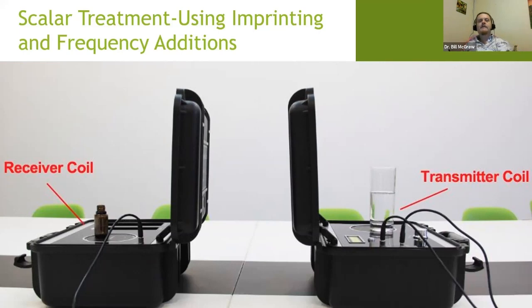Now dig that. That is amazing stuff. So on the transmitter coil, we can place a glass of water, which will imprint the resonant frequency into the water. Why is that? Because water has the ability to hold on to frequencies.